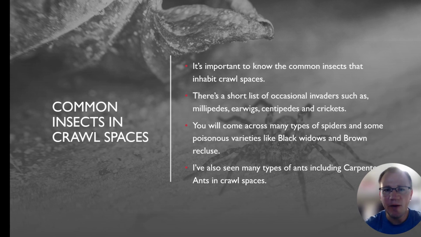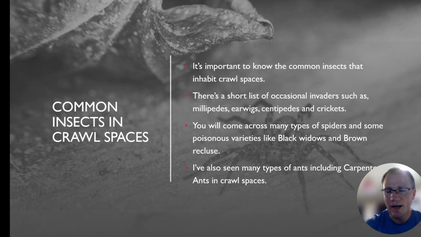You'll definitely need to be prepared to come across things like poisonous spiders such as black widows and brown recluse. Of course, you're going to see cellar and cobweb spiders, pretty common ones, but I can tell you firsthand, if you've never come face to face with a black widow in a crawl space, you definitely don't want to, because it's not a good sight. I've done it myself. Also, brown recluse, depending on what part of the country you're in, are pretty common in crawl spaces. Many times in the southeast, I've removed a vapor barrier and had brown recluse crawl right out from underneath. I've also seen many types of ants in crawl spaces, including carpenter ants.